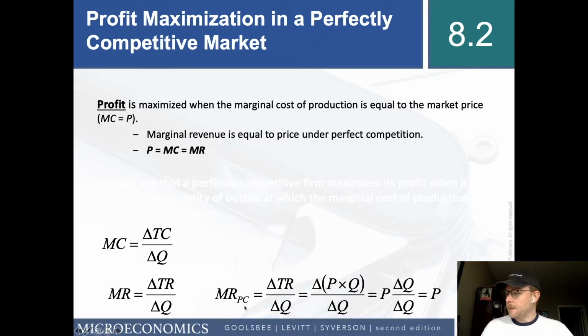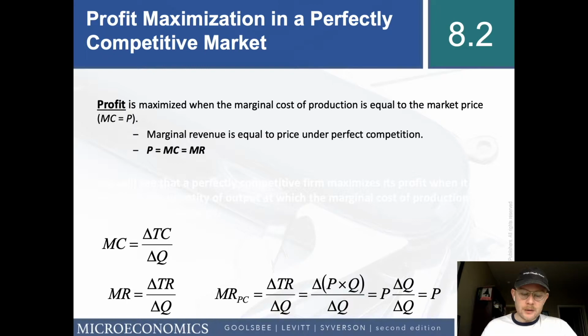In the perfect competition case, we have our marginal revenue here. It's just the change in total revenue over the change in the quantity. If you do the math out, since marginal revenue is, since the price that the perfectly competitive firm is exposed to is not something that they can change. They don't have the opportunity to change price.